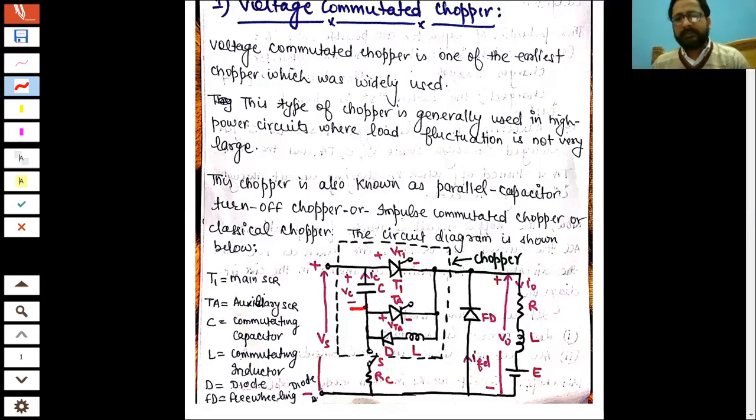And this voltage VC is equal to VS, because if you apply KVL, you will have the value of VC here. So at time t equal to 0, the capacitor is charged with a voltage VC which is equal to VS, the supply voltage. Only then will it oppose the flow of current and make the current zero.